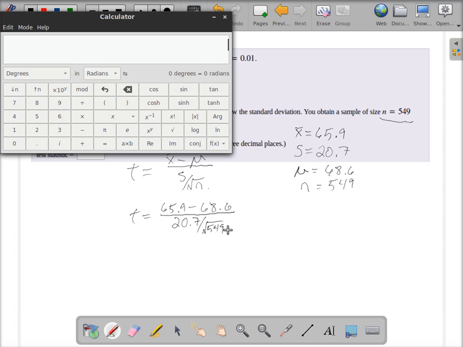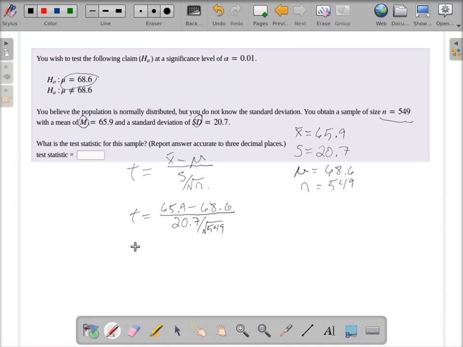So let me throw all this into my calculator. I want to use parentheses to keep everything in the numerator that should be in the numerator, 65.9 minus 68.6, and then divide by, and again use parentheses to keep everything in the denominator that should be in there. So we'll have 20.7 divided by the square root of 549. End the parentheses so that everything in that second set of parentheses is in the denominator. And I get negative 3.056 for my test statistic.